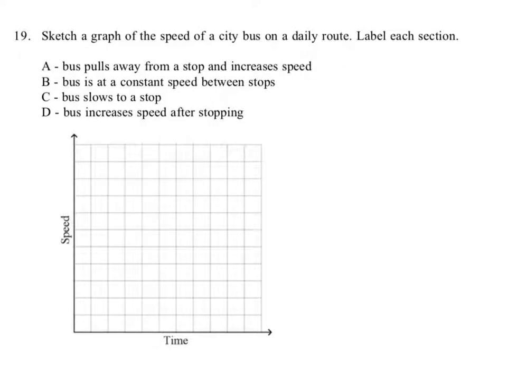Here we're just making a sketch. We don't have to have units labeled and know exactly what the values are. We're just generally making a sketch. And then it says label each section. So the bus pulls away from a stop.